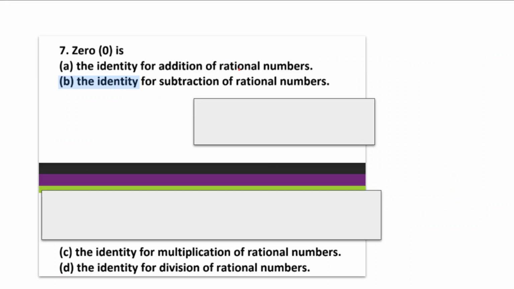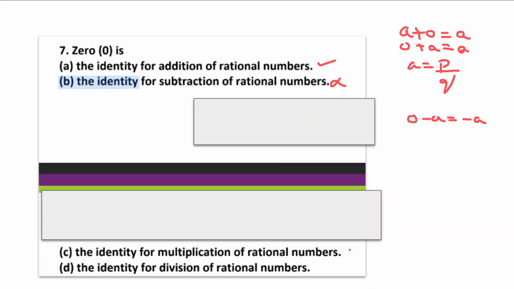0 is the identity for addition of rational numbers, yes, this is by definition. When you are adding, 0 is the identity because that number remains the same. When you add 0 to this rational number where A is equal to P by Q, you will get P by Q itself. So 0 is the identity for addition of rational numbers. This is true. The identity for subtraction of rational numbers? No, 0 is not the identity for subtraction. This is not correct, because 0 minus A will become minus A, while 0 plus A is A only.